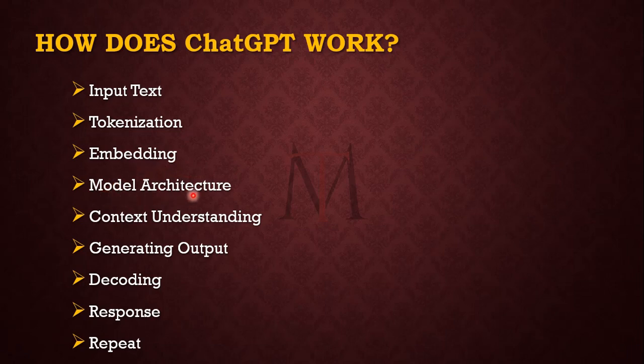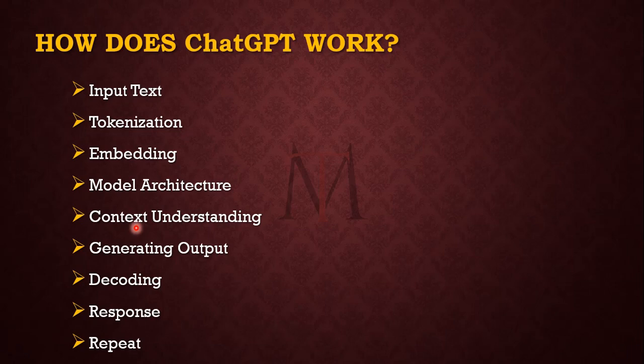And the next one is the model architecture. ChatGPT is built upon a transformer-based architecture, which consists of multiple layers of attention mechanisms and feed-forward neural networks, right? And the next one is context understanding. As the model processes the input tokens one by one, it maintains an internal representation of context. It learns to understand the context by considering the surrounding tokens.